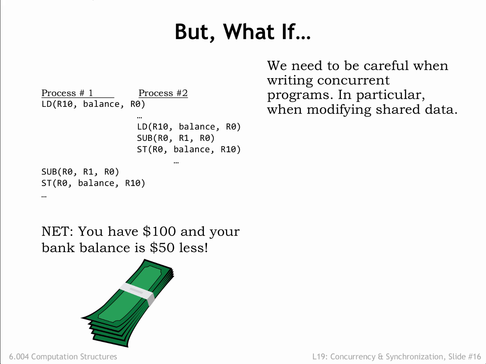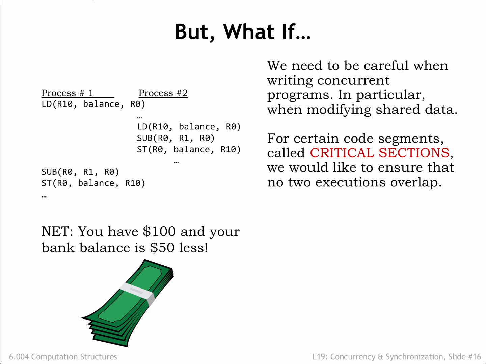The moral of the story is that we need to be careful when writing code that reads and writes shared data, since other processes might modify the data in the middle of our execution. When, say, updating a shared memory location, we'll need to load the current value, modify it, and then store the updated value. We would like to ensure that no other processes access the shared location between the start of the load and the completion of the store.